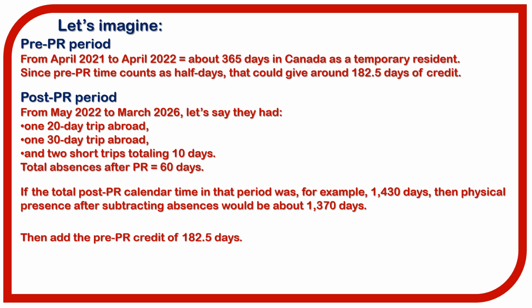Then add the pre-PR credit of 182.5 days. That would put the person well above 1095 days. Again, this is just a simplified teaching example, but it shows you how the system works. Pre-PR time may help. Post-PR presence counts strongly. Absences reduce your total and accurate dates matter.